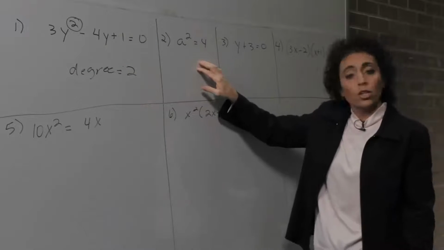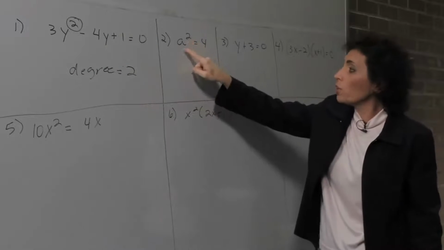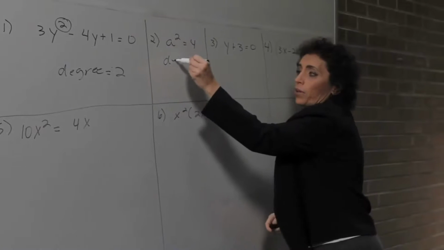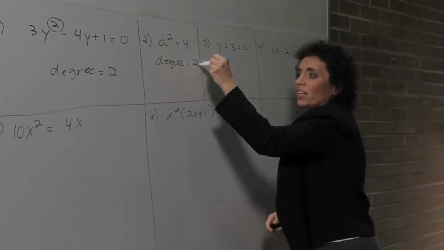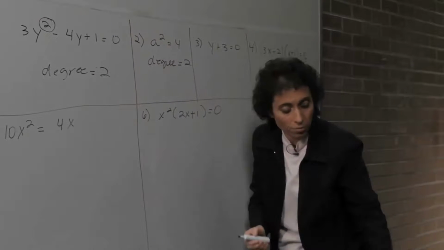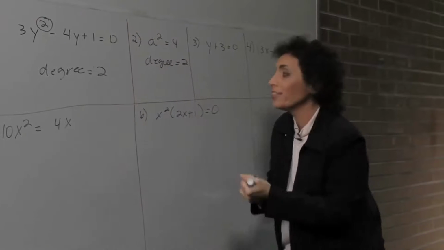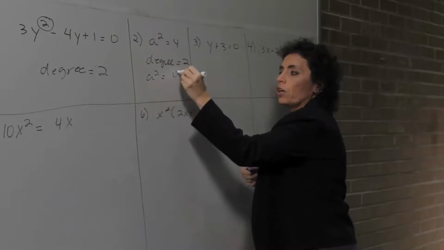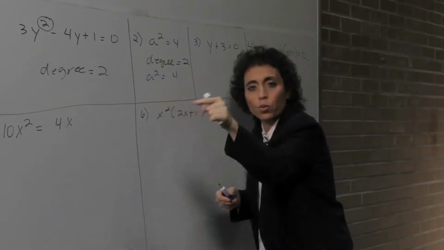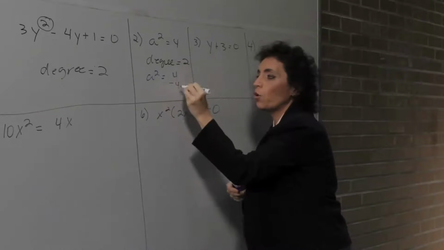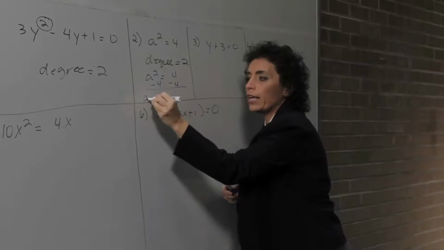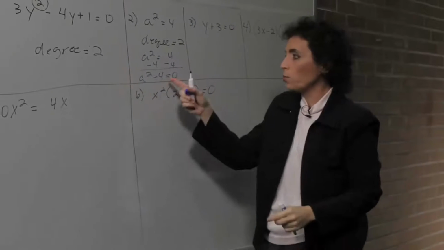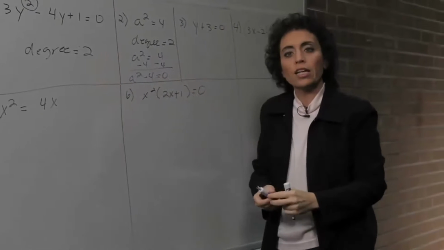Here, the degree is also 2. That's all we care about. So this would also be considered a quadratic equation. If you care, we can write this in standard form. Standard form means everything's on one side, zero on the other. So standard form would be to subtract 4 and get a squared minus 4 equals 0. That's not part of the question, but it's important to understand that's how you get standard form.